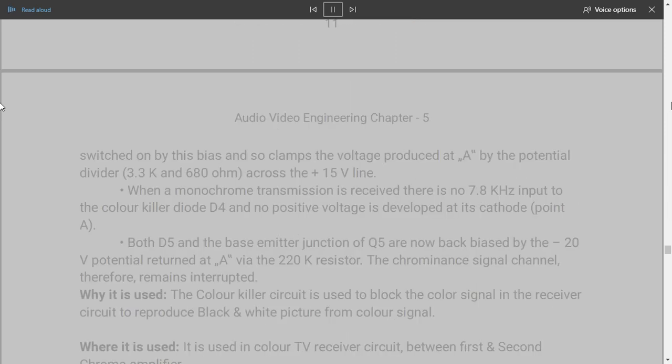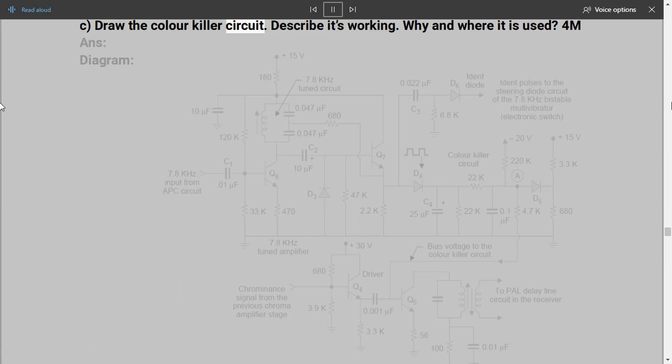C. Draw the color killer circuit. Describe its working. Why and where it is used. For 6 marks, diagram. Working.